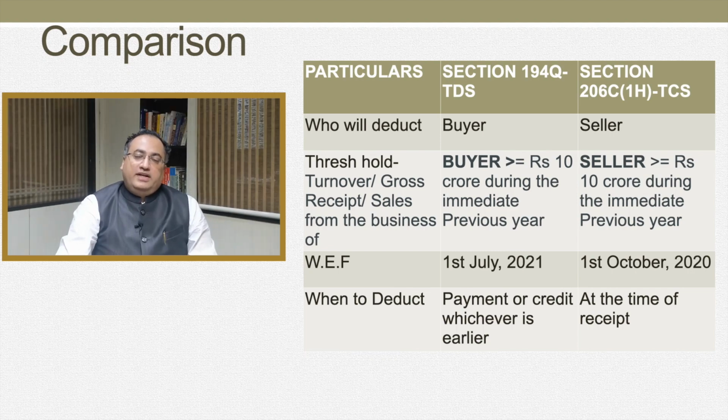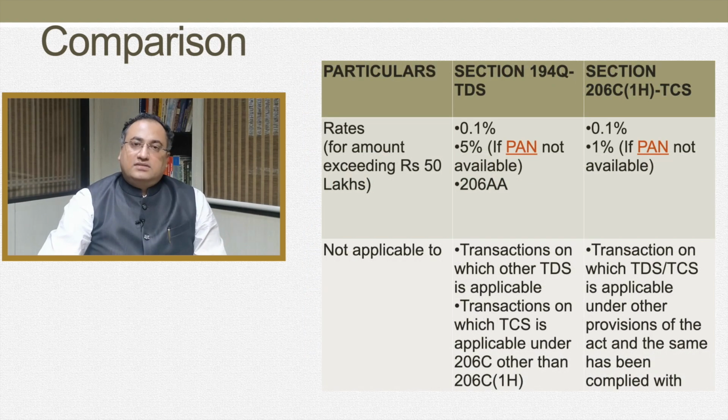When the amount is to be deducted: in case of TDS, at the time of payment or at the time of credit, whichever is earlier, and in case of TCS you need to collect at the time of receipt, not at the time of sales. Suppose you have made the sales before, whenever the receipts are coming, you need to collect that amount at that time. What are the rates? Rates again we have discussed, 0.1% in each case. In case of no PAN, 5% in the TDS case and 1% in the TCS case.